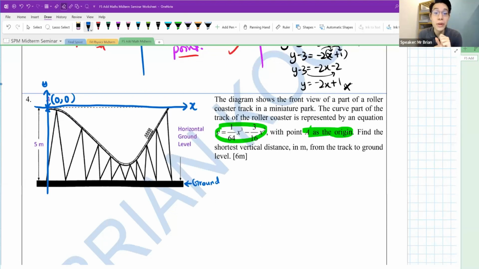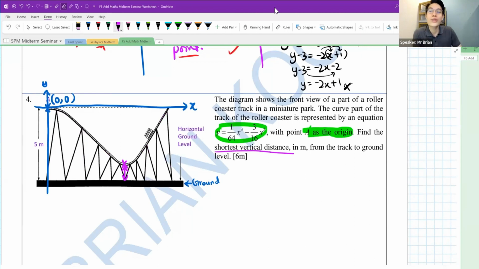See if you guys agree with me on this. The shortest distance from the ground is not here, is not here, is not here, is not here. The shortest distance from the ground is here. Agree? Shortest vertical. Vertical meaning like the y-axis. Vertical is like the y-axis.